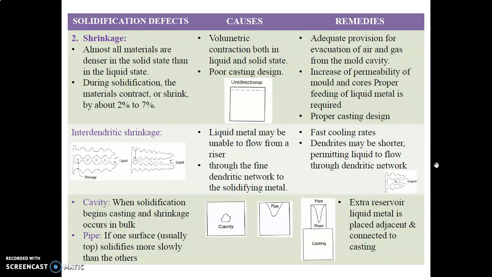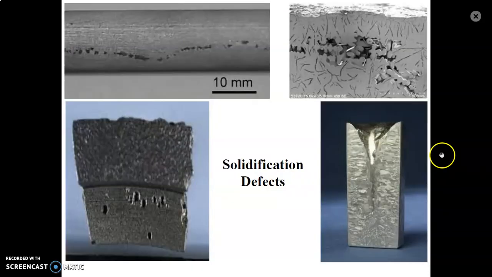Like shrinkage: almost all metals are denser in the solid state than in the liquid state. So this is actually the shrinkage problem. So you need to add some allowances. Okay. So from that you can control this problem. So here some figures show the solidification defects which were developed during the solidification of the metal.